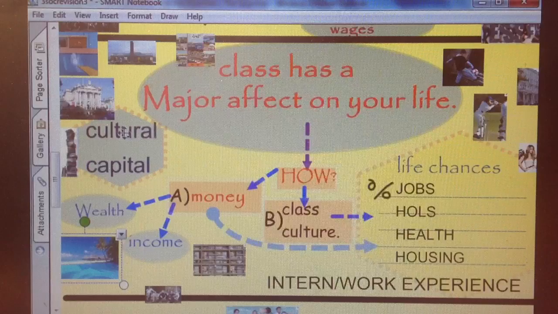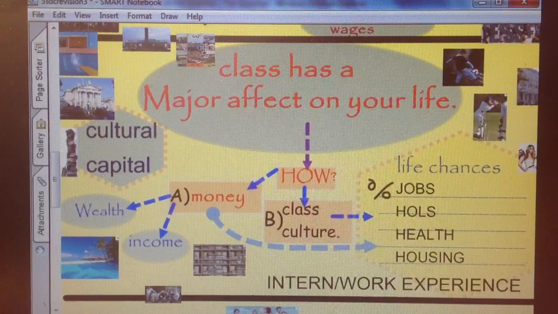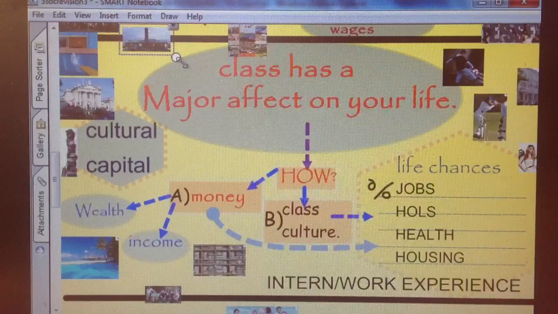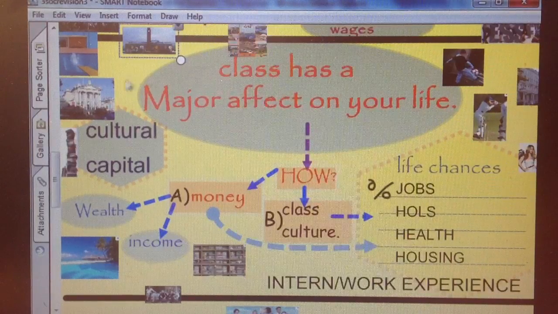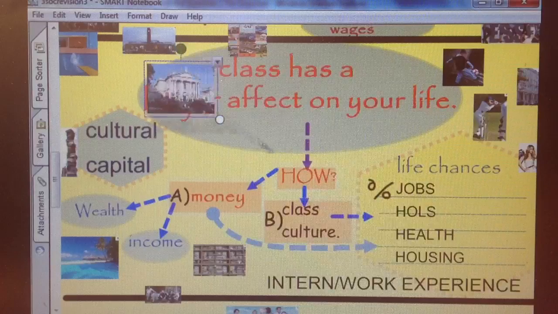And lastly on this bit, cultural capital. This is part of the how. We've talked about this in class. If you are middle class, chances are your family give you lots of cultural capital. You go to the Tate Modern. You go to the Tate Britain.